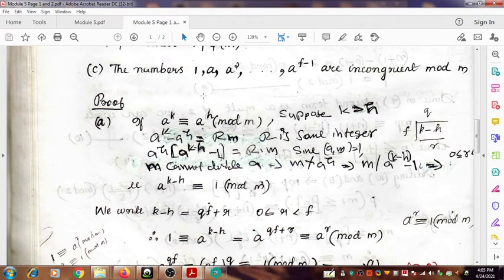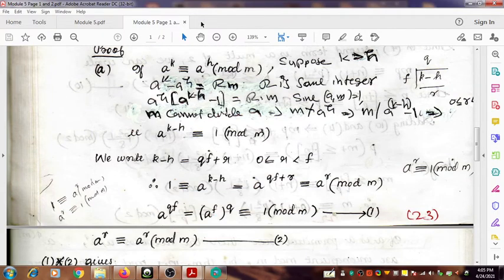Therefore, in the first situation, that situation is that k minus h equals f. In that situation, we got that k is congruent to h mod f. In the second situation, k minus h is greater than f. In that situation, when k minus h is greater than f, that situation also has brought us to the conclusion that it's a multiple of f.